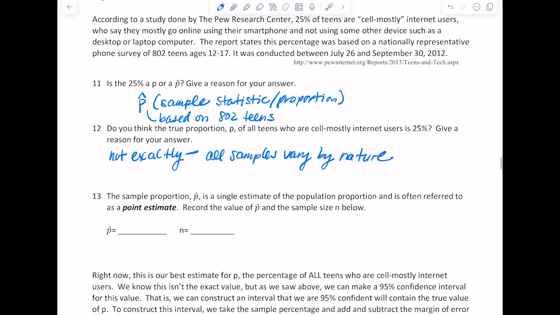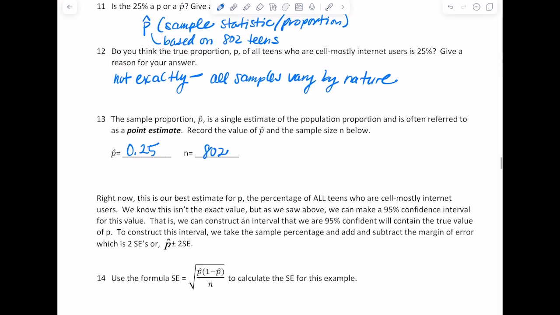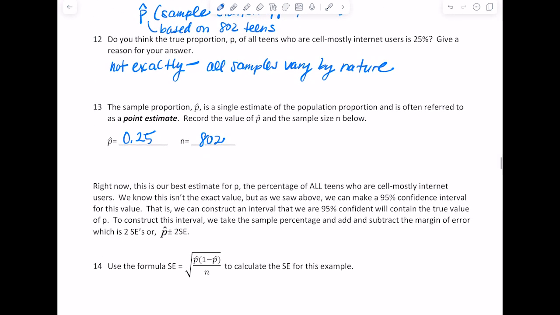So our p hat value here as a decimal would just be 0.25, and n here is the sample size, and we know that they surveyed 802 teens. So right now, our best estimate for the true population parameter is p hat. Since we don't know that value, what we're going to do is make a 95% confidence interval and try to capture that true proportion.